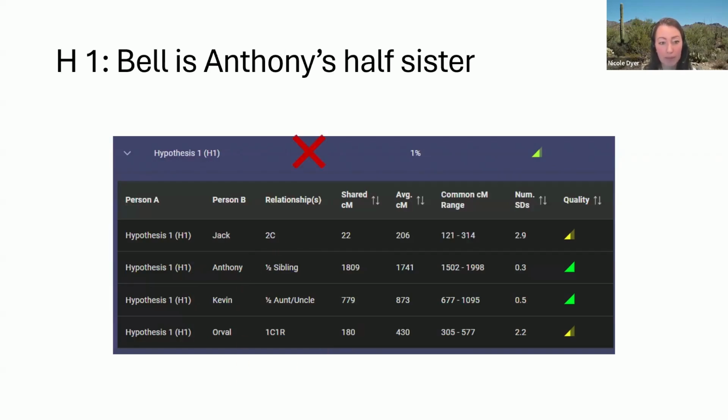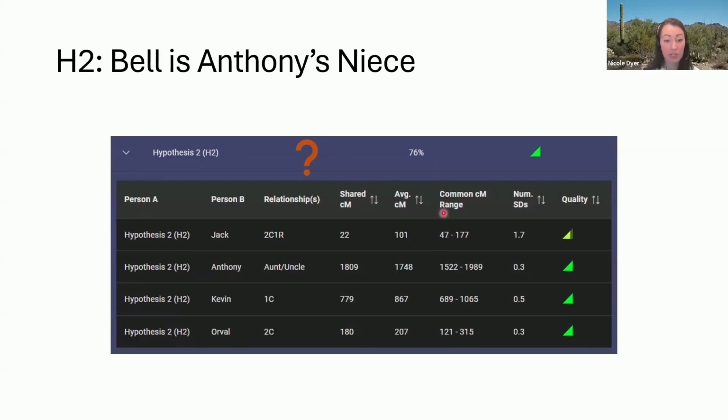So this one's probably wrong, but the next one has a 76% chance. And so I gave it a possible, like a question mark. And the one that was a little bit off is the relationship between Jack and Belle if they're second cousins once removed, sharing 22. That's a little low, but still it's within the possibility. And so it has the highest chance of being correct because all these closer relationships are spot on.